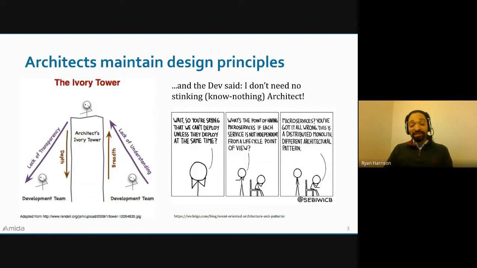Because the architect, particularly an enterprise architect, is looking across an entire organization, in the case of the VA, a 300,000 person organization. And the developer is concerned rightly with their particular system or software application. So there can be a big gap of understanding and transparency between the two.